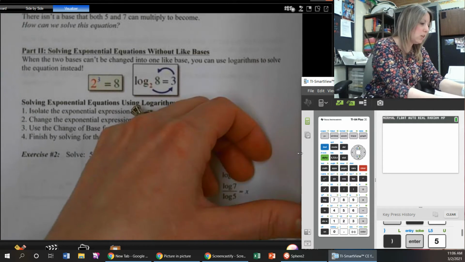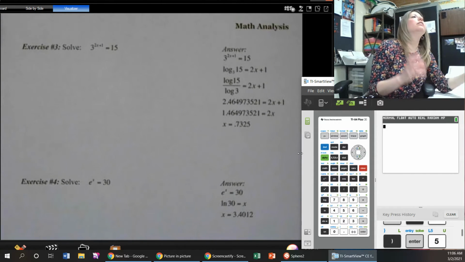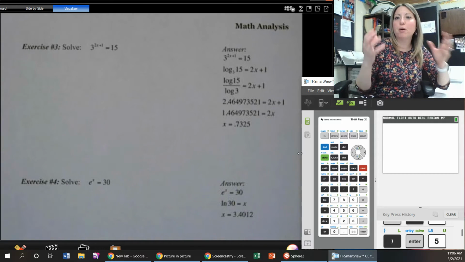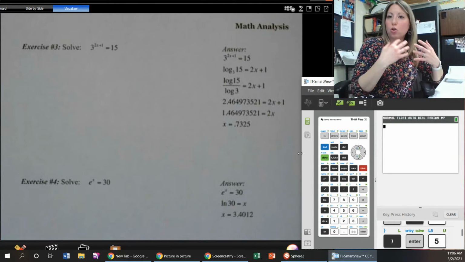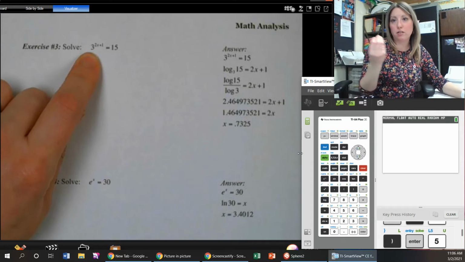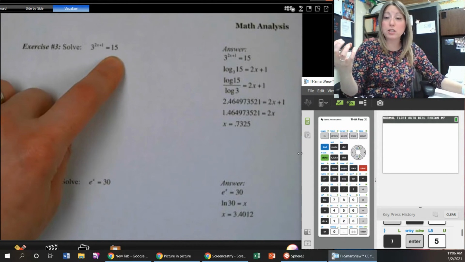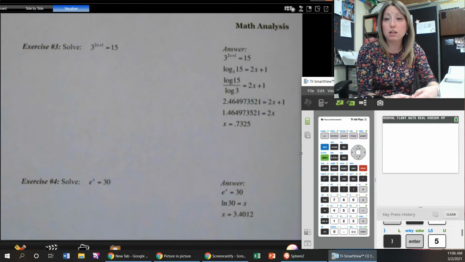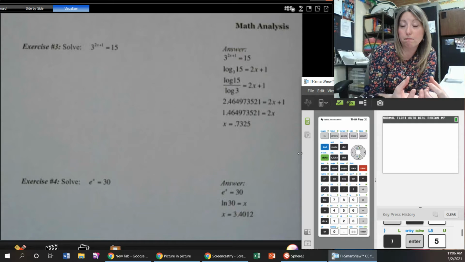Continuing. I know we want it to be the case, but 3 squared is 9 and 3 cubed is 27. So I'm not going to be raising 3 to some integer power to get 15, which also means that 15 can't convert down to be a base of 3 in an easy fashion.